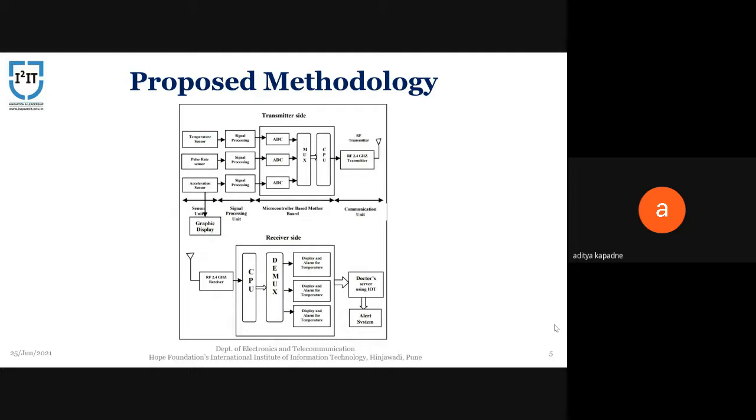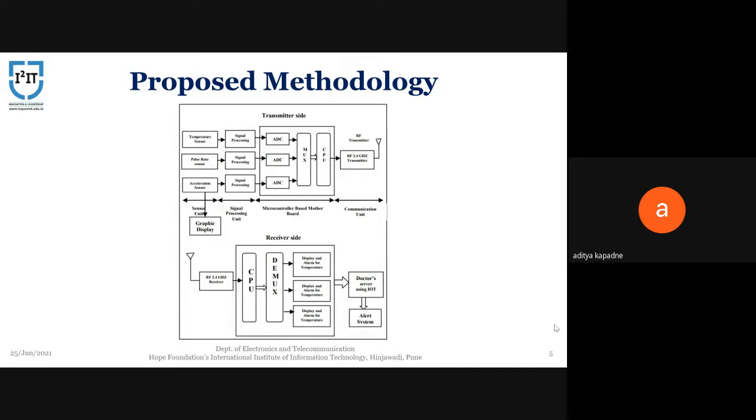Now this server can be accessed by the doctor as well as the relatives of the patient, and the data which is processed is then sent to the alarm system to decide whether the condition of the patient is either critical or stable. So this is how the system works.